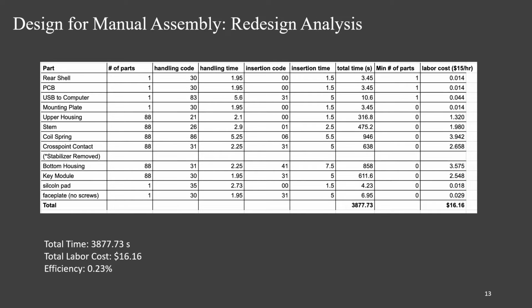After taking several design actions, including eliminating the stabilizers from the key modules, eliminating the keycaps from the key modules and replacing them with a single silicone pad across all keys, and switching to snap fits rather than fasteners for the faceplate, the team's total time for manual assembly decreased to 3,877 seconds, thus resulting in a labor cost of $16.16 and an efficiency of 0.23%, an improvement over 0.17%.